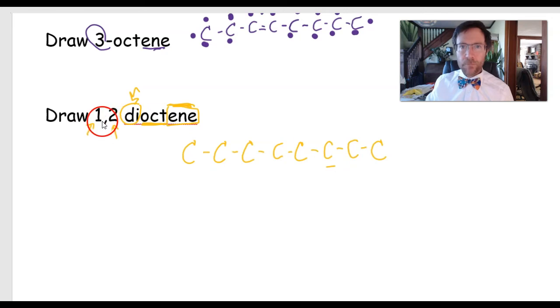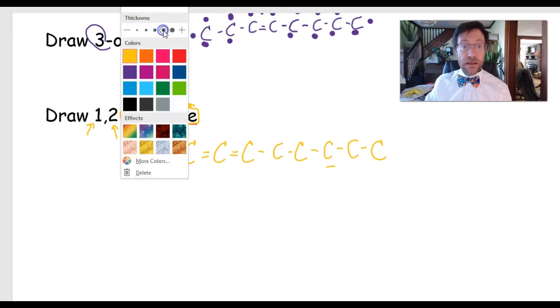So this is doubling up. This is what we call redundancy to make sure people don't mess up. Bond position 1, bond position 2. Di. Remember there's 2, so double check, make sure there's 2. Octene. So there's a double bond here, there's a double bond here. The rest all get hydrogens.